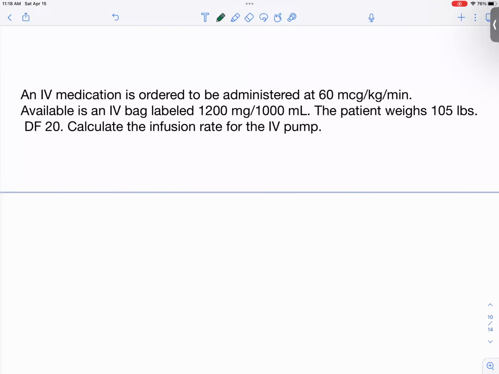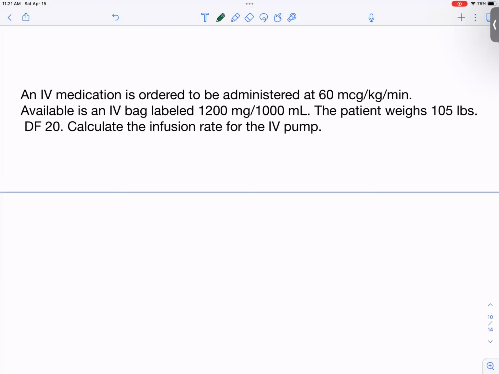All right. Here's another type of problem you'll come across. Give it a try before it's midnight. All right. The doctor ordered 60 micrograms per kilogram per minute. The IV bag is labeled 1,200 milligrams at 1,000 milliliters. The patient weighs 105 pounds. The drop factor is 20. Calculate the infusion rate for the IV pump.